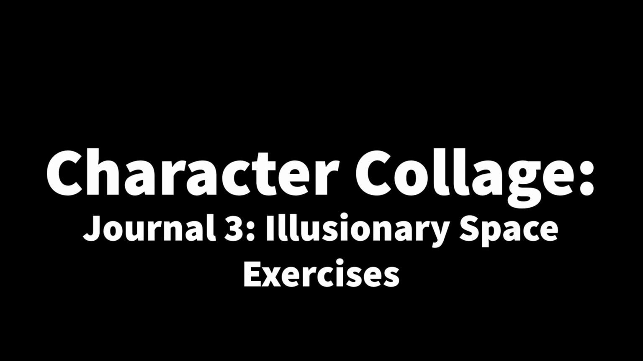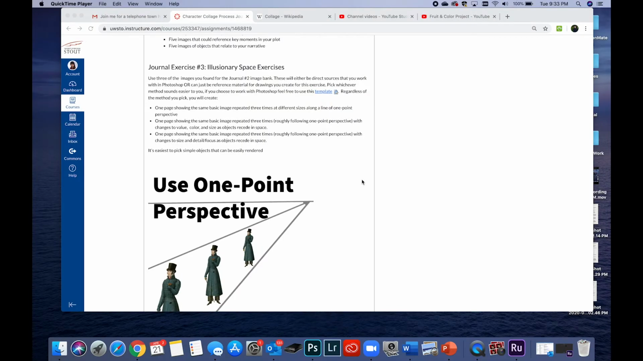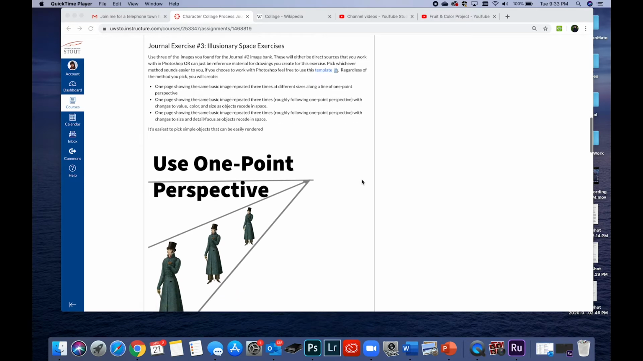Journal 3, aka Illusionary Space Exercises, our third journal again for the character collage. So this is outlined pretty thoroughly on Canvas, so I'm going to pull up that page for you now. Here you can see that I walk you through what this looks like.